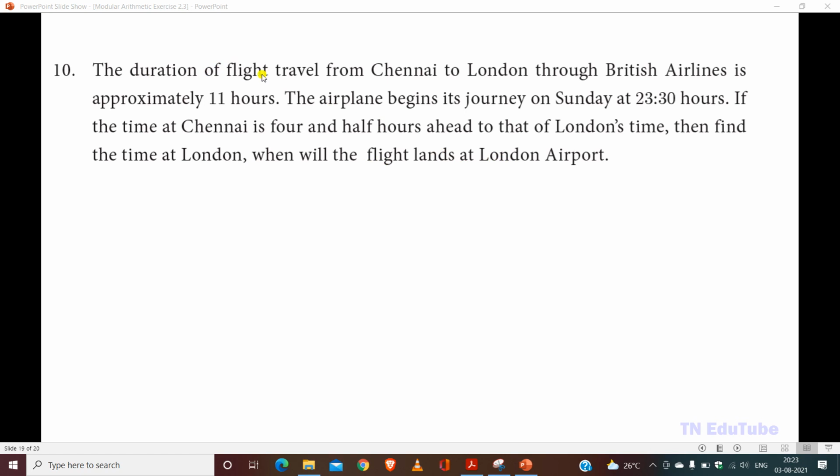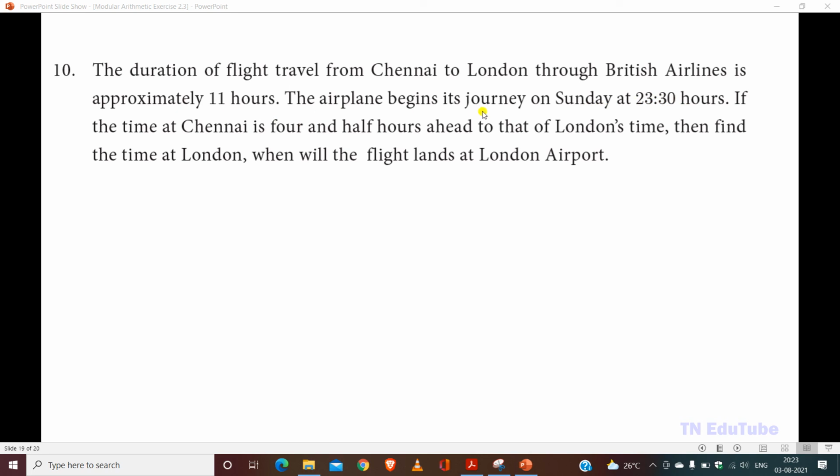That means the duration of flight travel from Chennai. The British Airlines aeroplane goes from Chennai to London. Approximately how much time will it take? 11 hours. This airplane starts its journey on Sunday midnight, that is 11 and a half hours. Midnight 23:30 means it is 11:30 midnight. Sunday 23:30 hours it starts its journey.